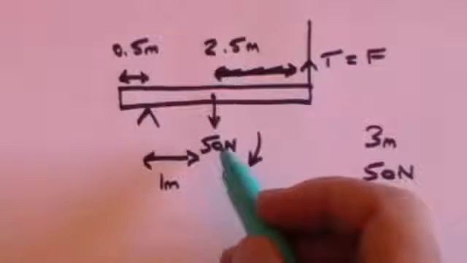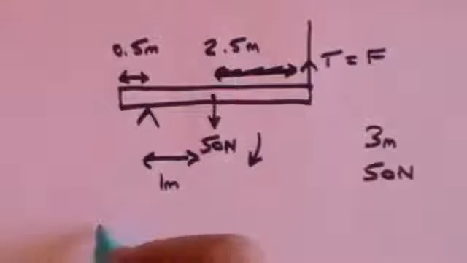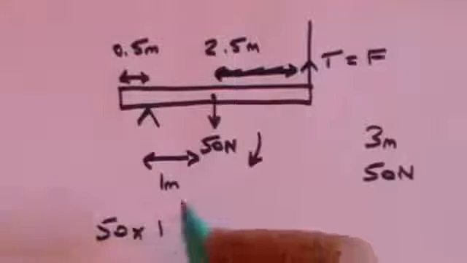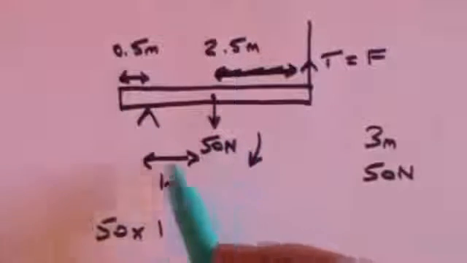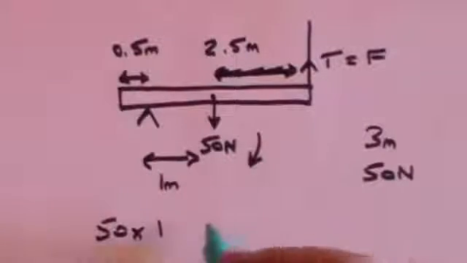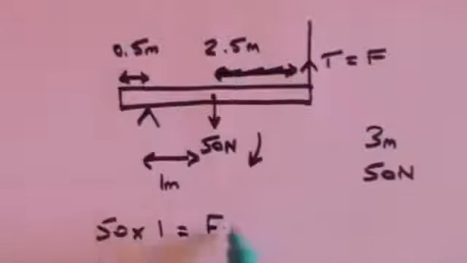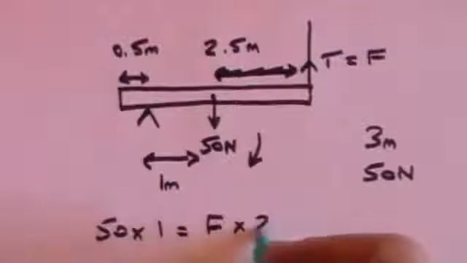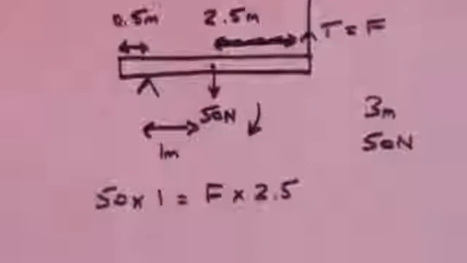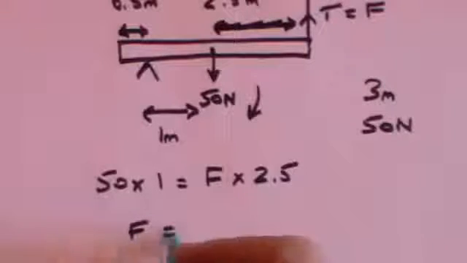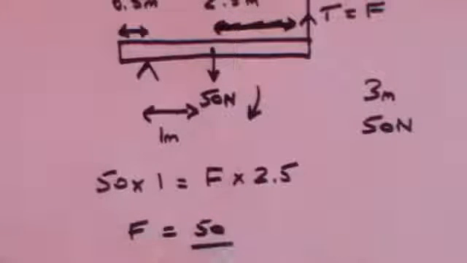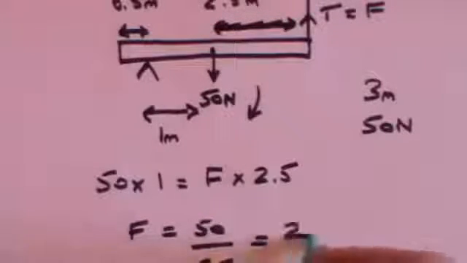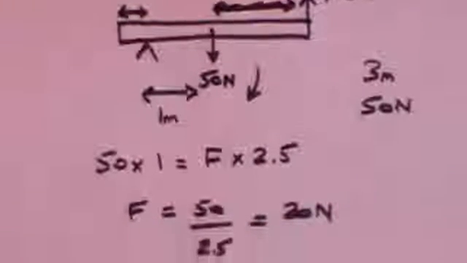The moment acting down is force times distance. That's 50 newtons times 1 metre. 50 newtons, 1 metre from the pivot point. And that's got to equal the force in the cable acting up times 2.5 metres. Which means that the force is going to be equal to 50 divided by 2.5, and that's 20 newtons.